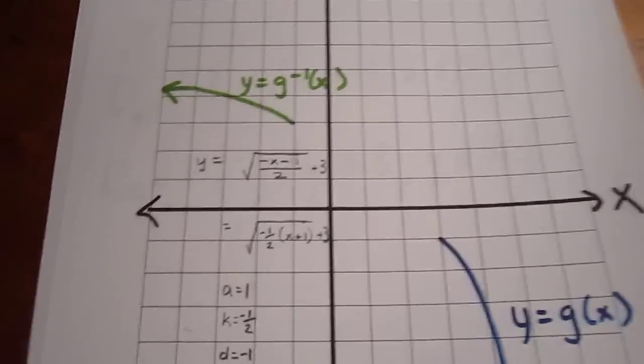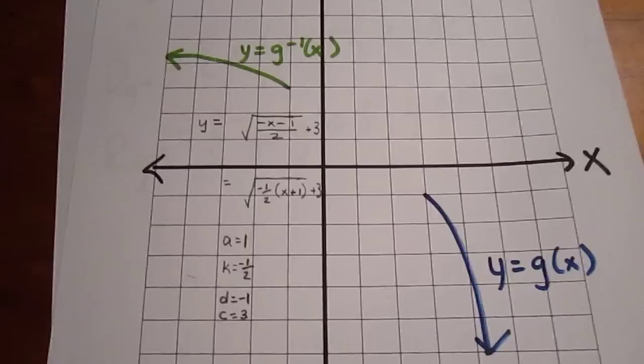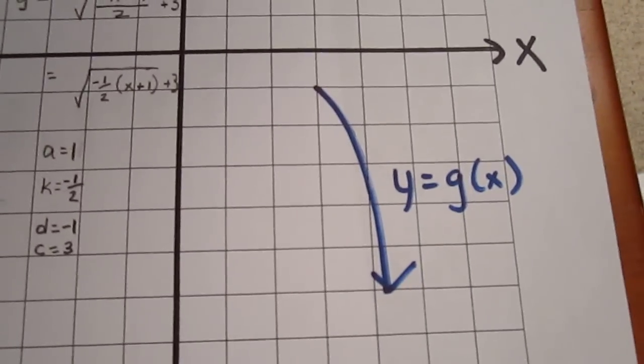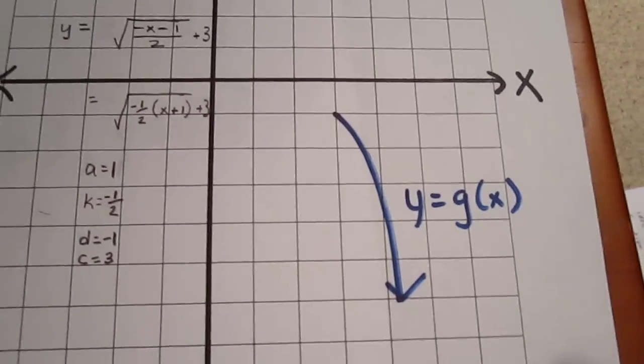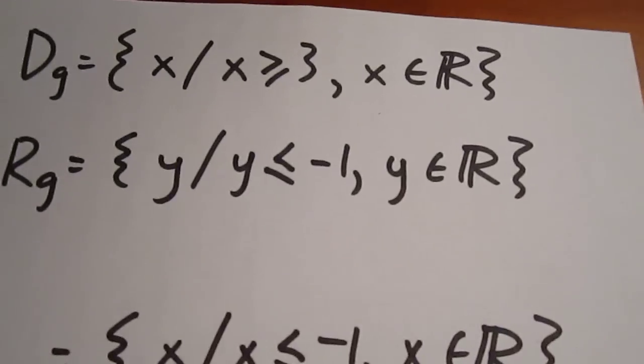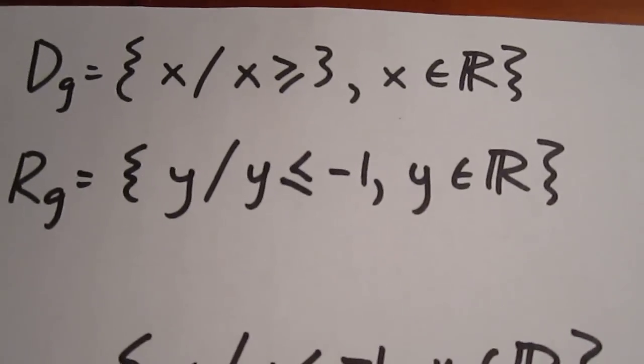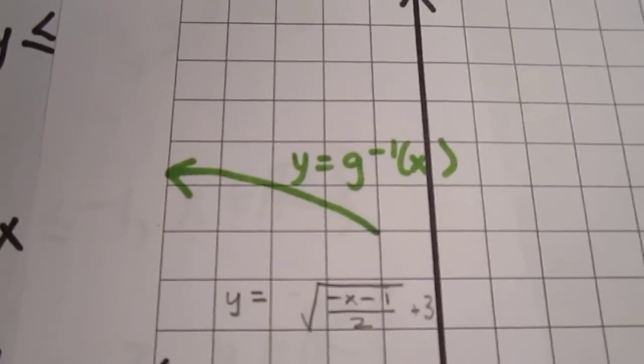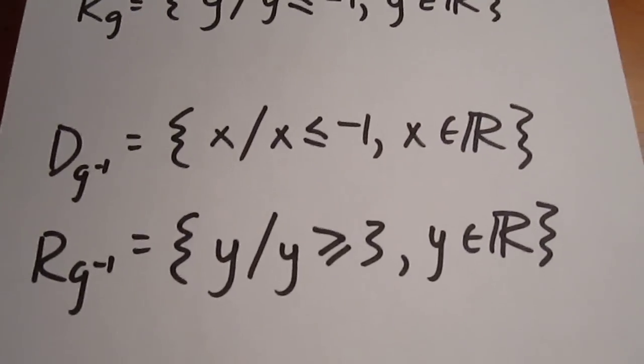Stating our domain and range of both the original and the inverse, we get that the domain of the original blue curve is x greater than or equal to 3, and the range is y less than or equal to -1. And looking at the inverse, we get that the domain is x less than or equal to -1 and y greater than or equal to 3 for the range.